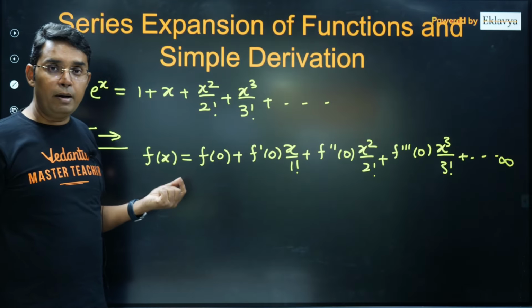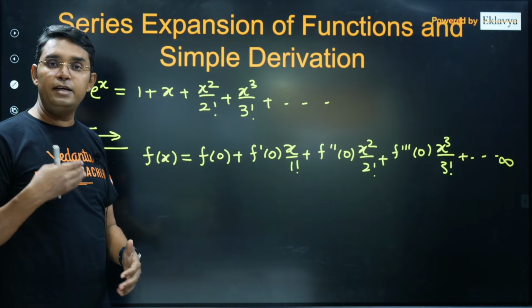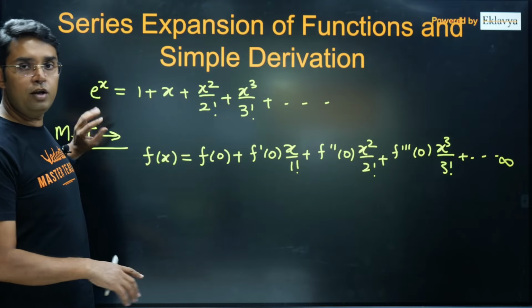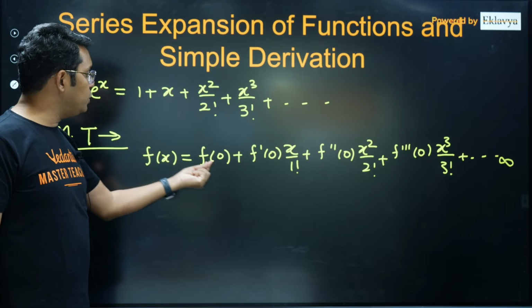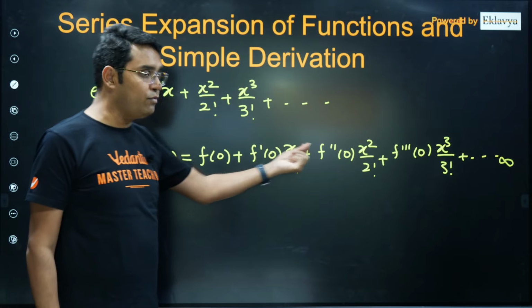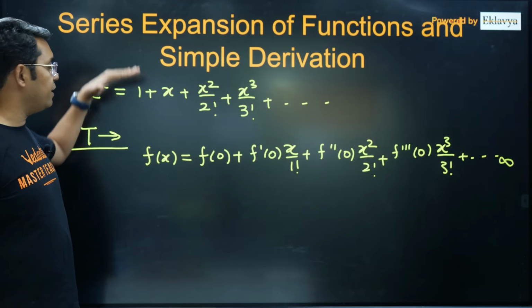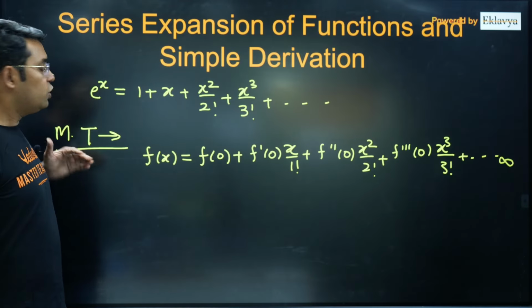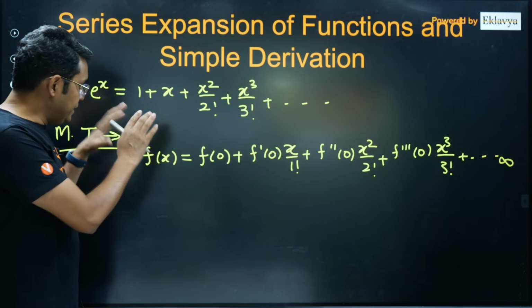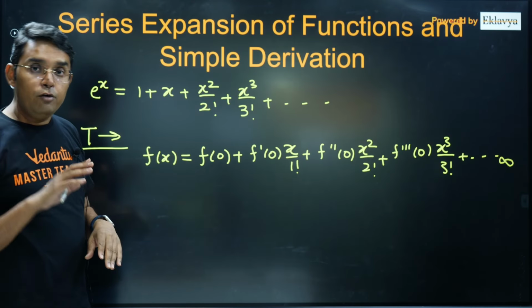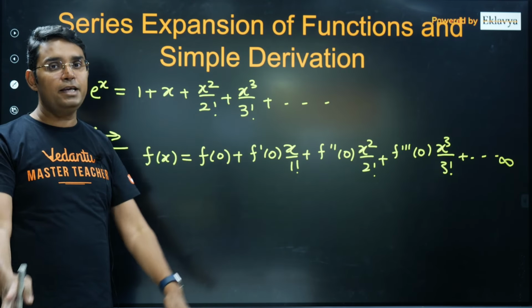You know, for e power x, every derivative, whether it is first or second or third, it is all e power x. So if you take e power x as f(x), f(0) will always be 1, 1, 1, 1. So you can see how easily we can get this e power x expansion using Maclaurin theorem. But it is true that it is easy, but only for e power x. For other functions it may not be that easy.